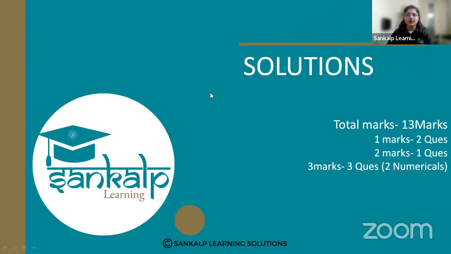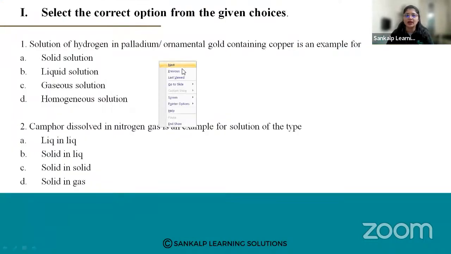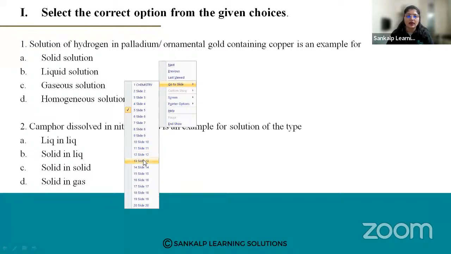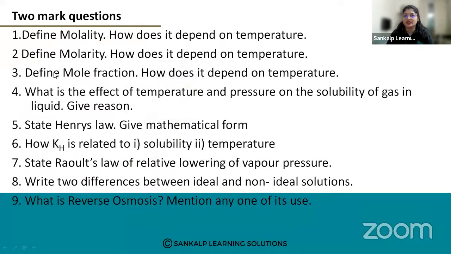Okay, so we were discussing the solutions chapter. We have completed the MCQ parts, the fill in the blanks, and some of the questions. So we will deal with the remaining part. We had seen the 2 marks questions, and we have seen the first three questions. So now we'll start with the fourth one.